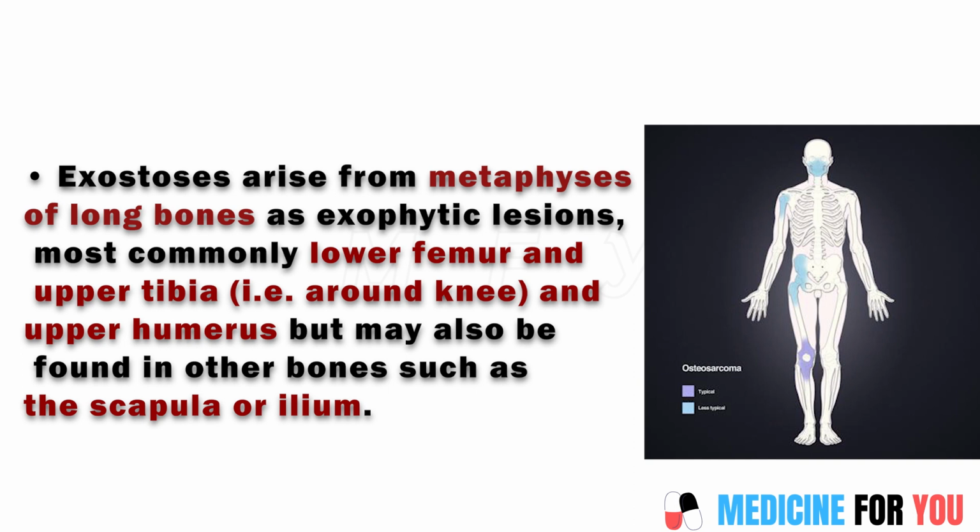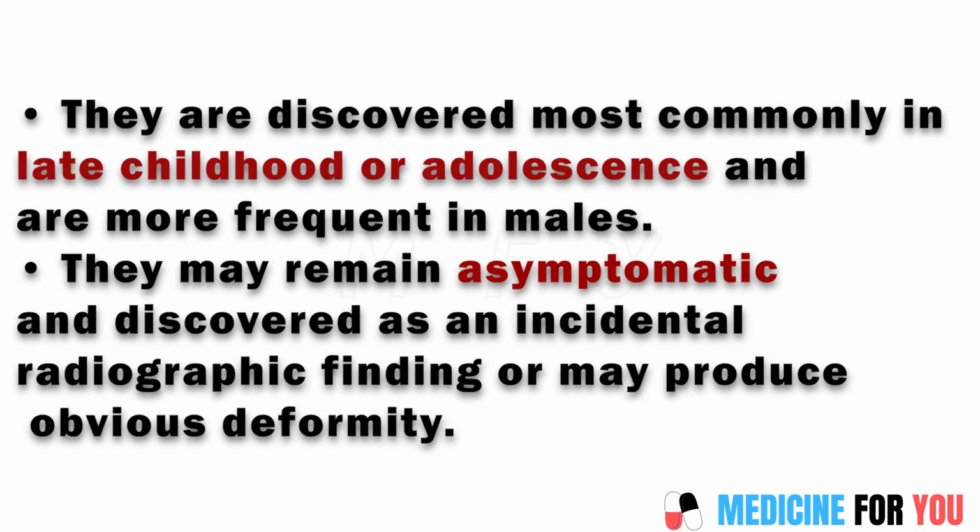Exostoses arise from metaphyses of long bones as exophytic lesions, most commonly lower femur and upper tibia like around knee and upper humerus, but may also be found in other bones such as the scapula or ilium. They are discovered most commonly in late childhood or adolescence and are more frequent in males. They may remain asymptomatic and discovered as an incidental radiographic finding or may produce obvious deformity.